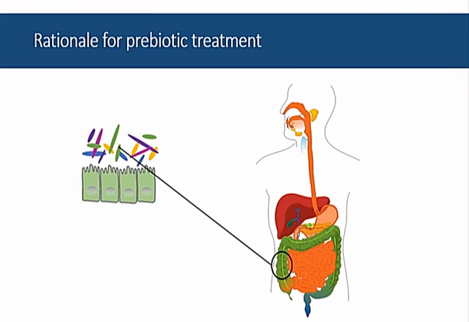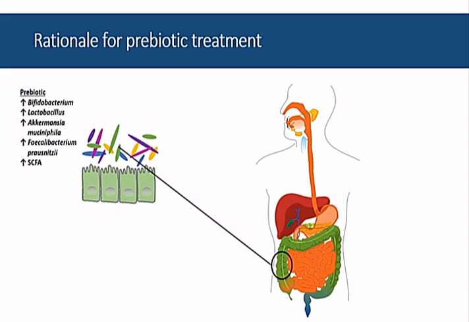You can influence the gut microbiota with a prebiotic. A prebiotic is a non-digestible compound or carbohydrate that's metabolized by the gut microbiota, and it influences the composition and activity in such a way that it benefits the physiological health of the host. Prebiotics have been shown to improve this dysbiosis and also increase the production of short-chain fatty acids.